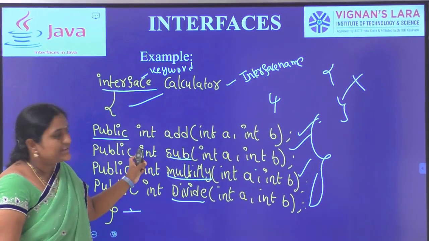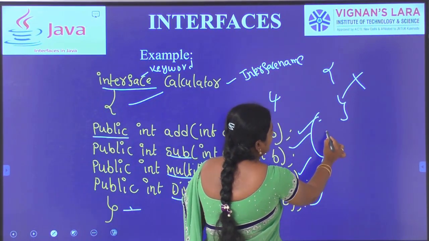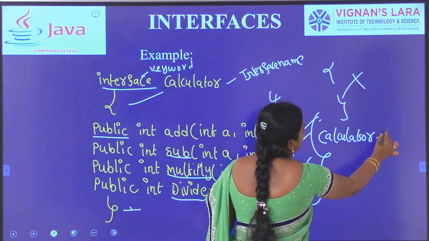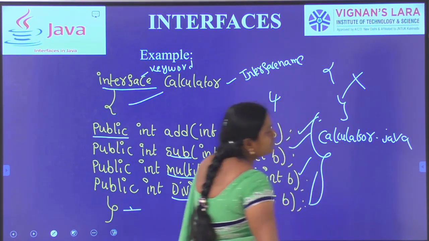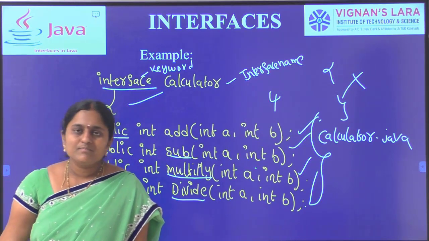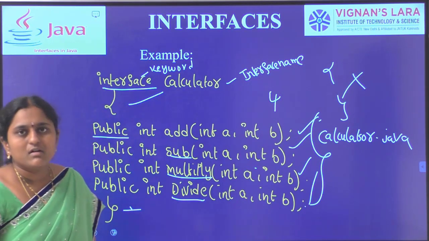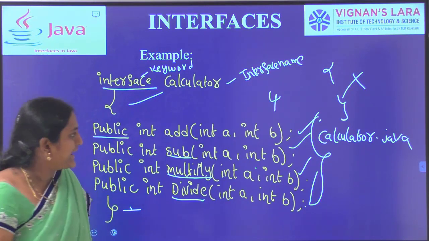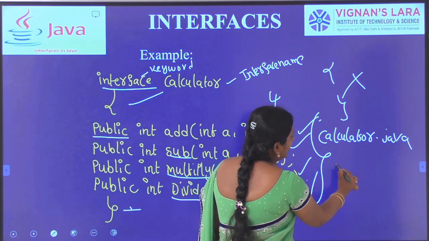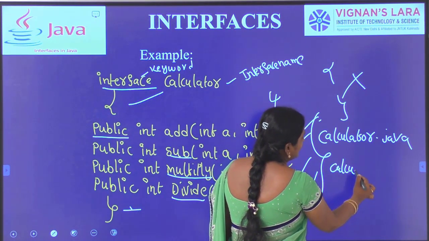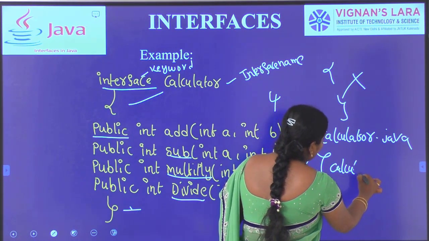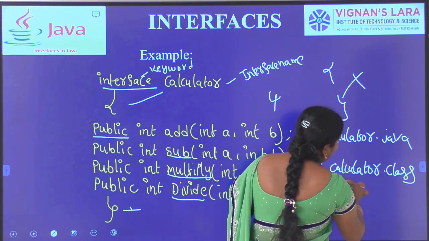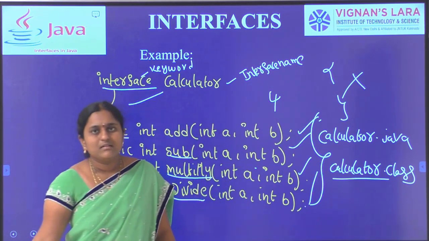We can save this program as Calculator.java. Next, we have to compile this program: javac calculator.java. If you compile this program, you get a .class file, the calculator.class file.